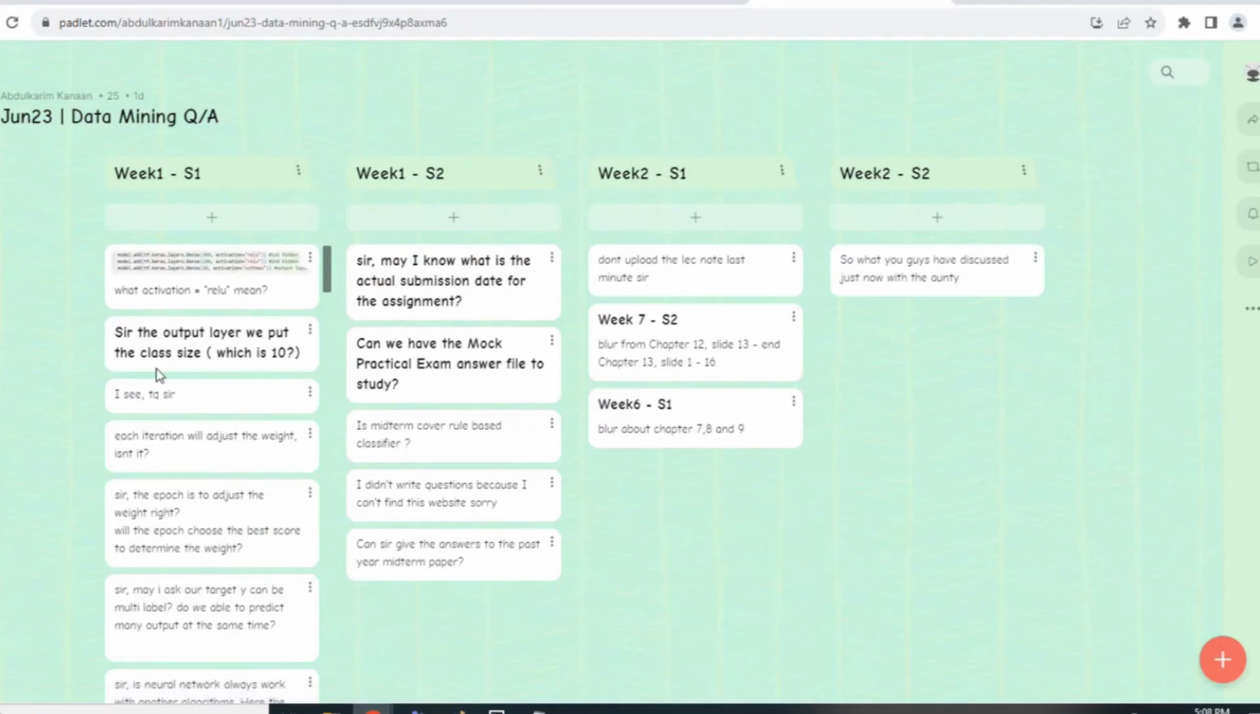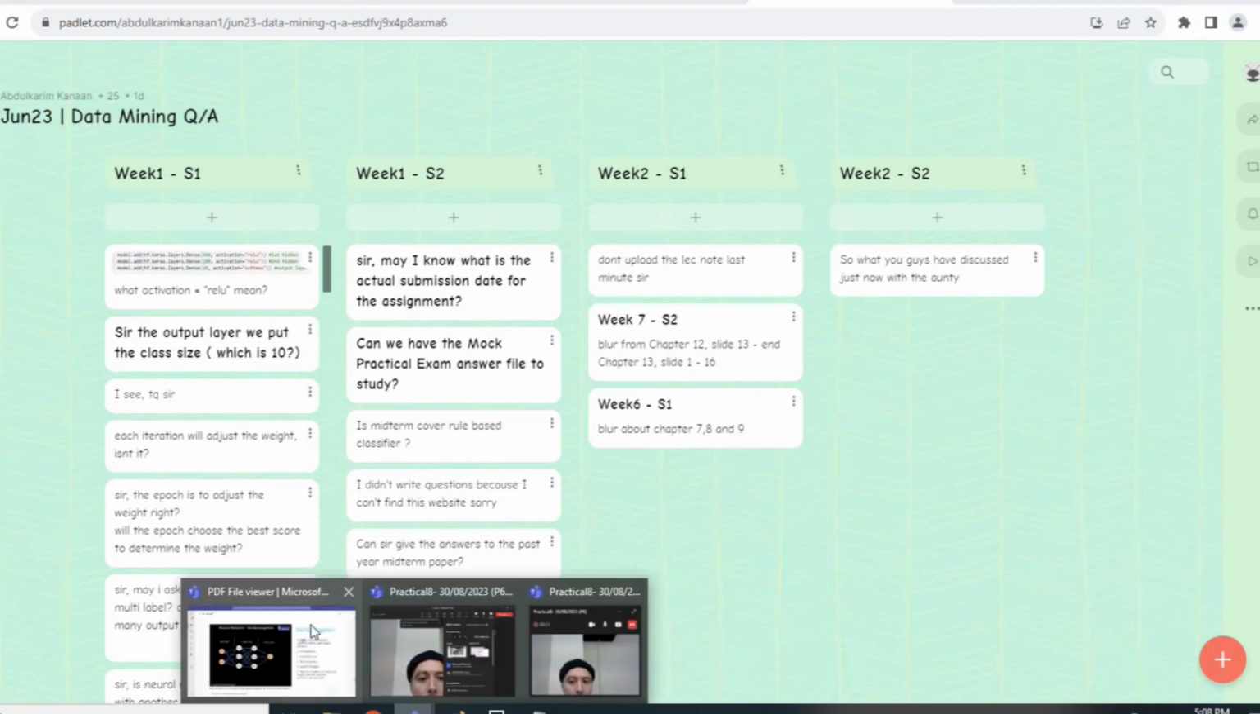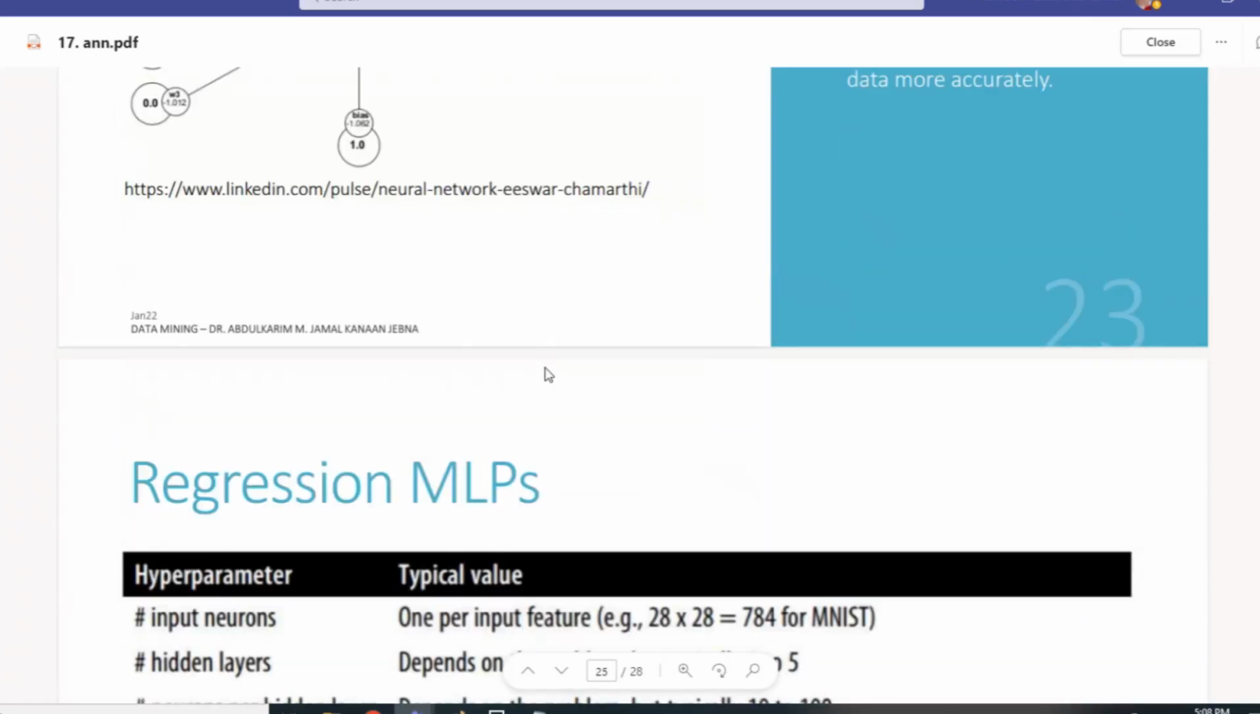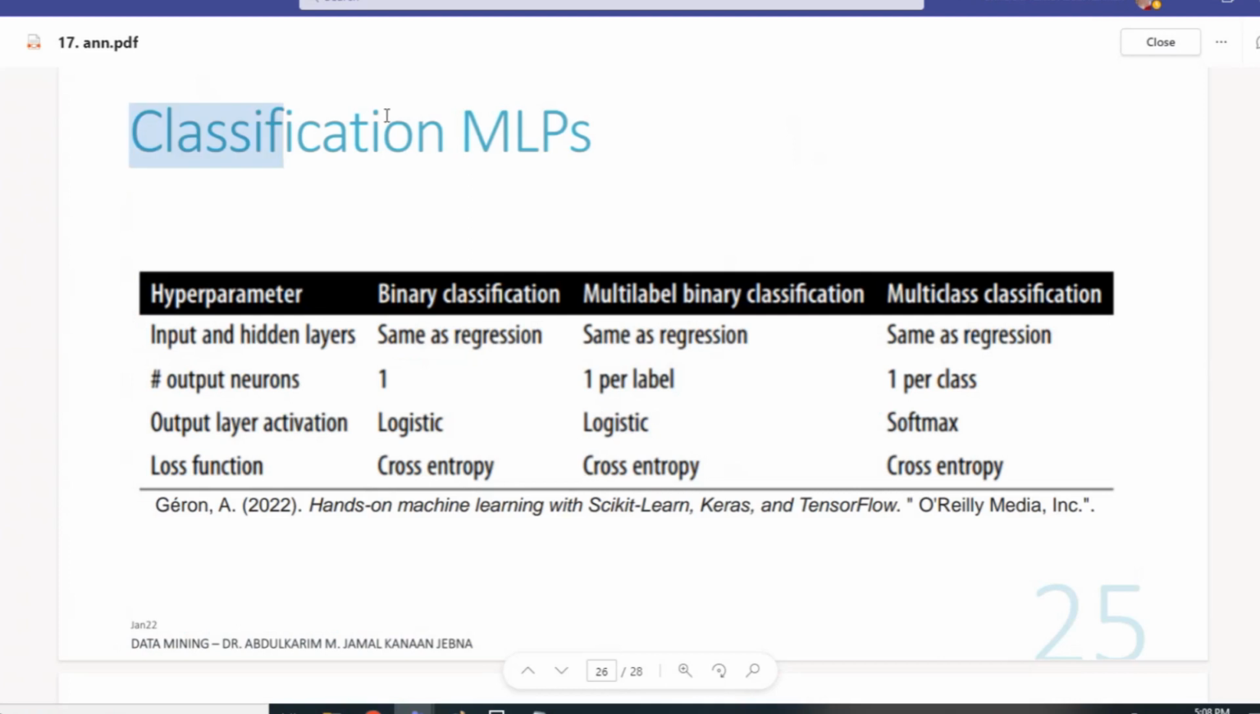Finally. Sir, the output layer, we put the class size, which is 10. Yes, correct. If you are working on classification, in order to determine the number of output neurons, you need first to identify your problem, whether it's binary or multi-label or multi-class. This is multi-class, then we check how many neurons we need? It's 1 neuron per class.